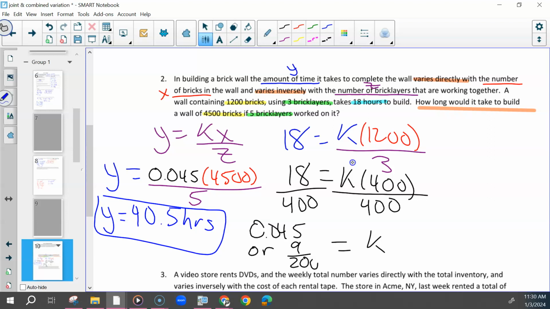We just have to piece together, okay, what is this? What variable would this be? Where would this go? How would I set this up? Once you get that part, then the rest is the same. Do we have any questions on this one before we do another?